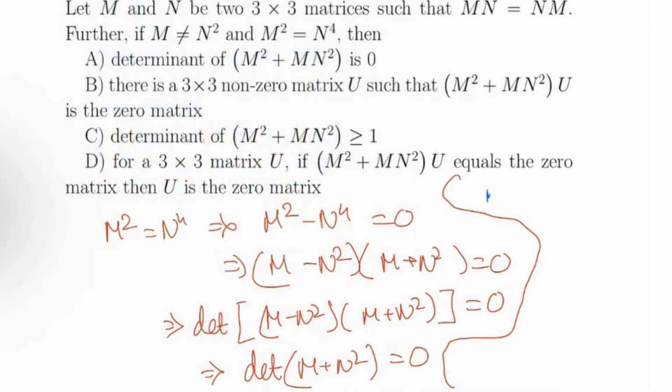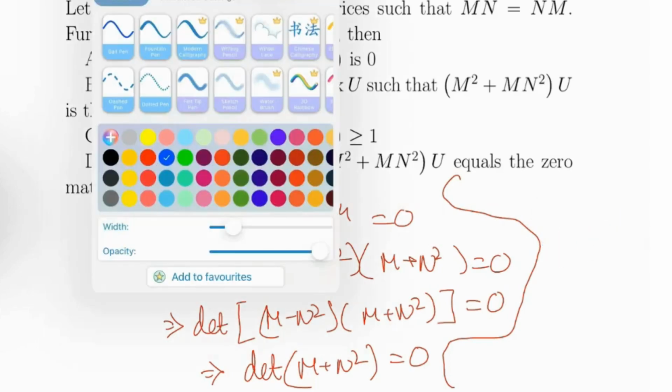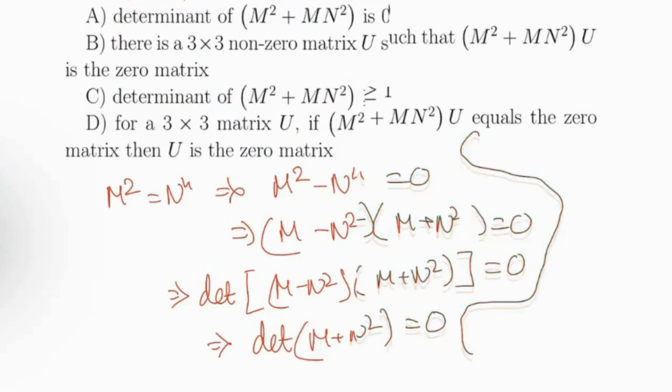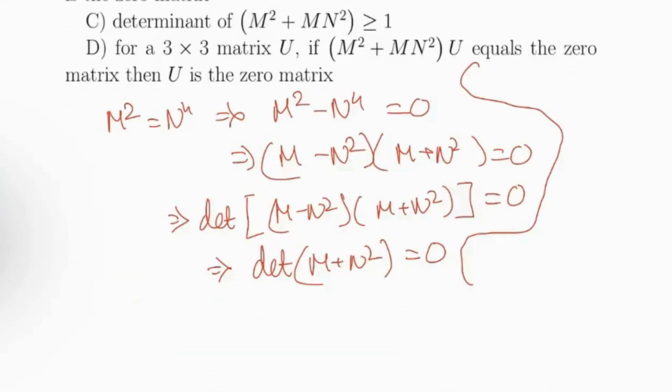mn equals nm, so mn square is equal to nmn. Now again nmn is equal to n into m, which equals n squared m. So since these two are equal, we can just cancel them out and we'll get this form back. So we have factorized this matrix in this way. And another part is it's given that m is not equal to n square. So from this part, we are saying that the determinant of this part is equal to 0.